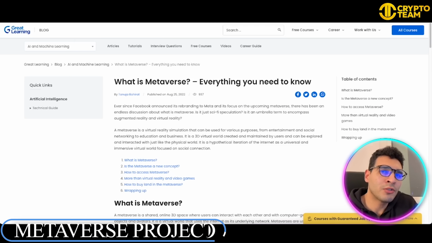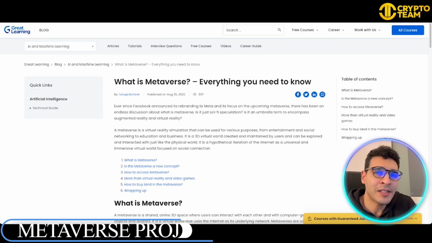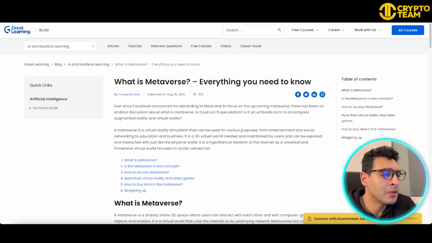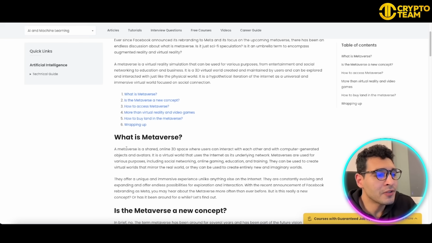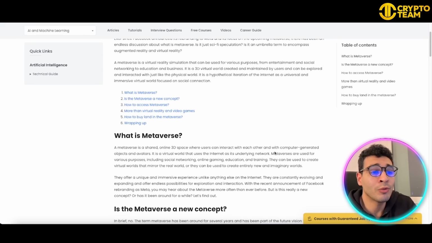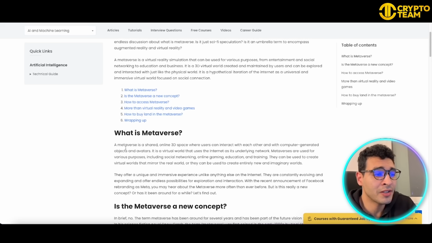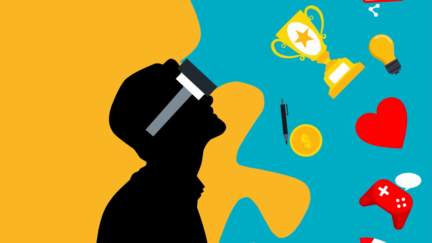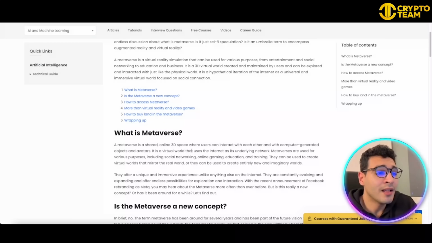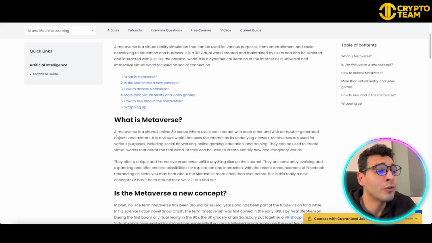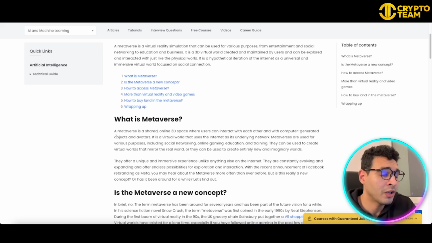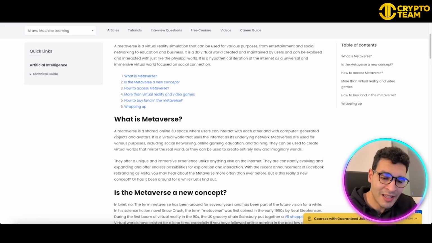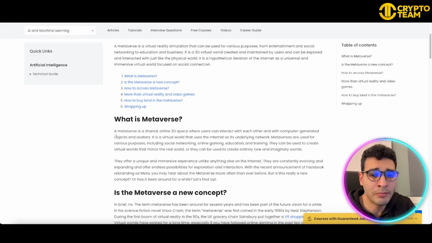So guys, let's start talking about the Metaverse, and let's start with the basics. What is the Metaverse? How do we define it? Well, simply speaking, a Metaverse is a shared online 3D space where users can interact with each other and also with computer-generated objects and avatars. It's a virtual world or virtual universe, let's put it this way, that uses the internet and its underlying network. The Metaverse is also used for various purposes such as social networking, online gaming, and it's also evolving now for education, for training, for merchandise, for everything. You can have it nowadays on the Metaverse.